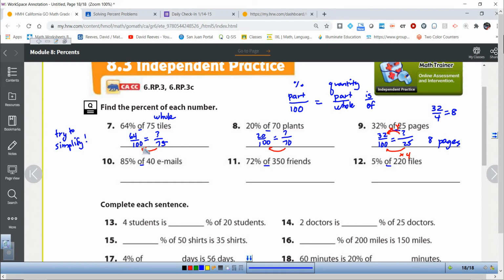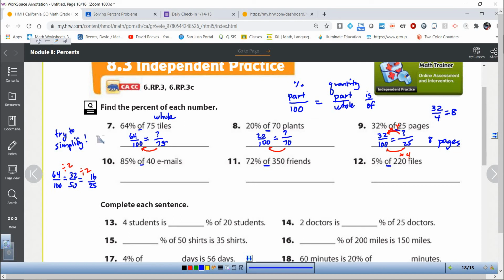75 will not go evenly into 100. But what if we simplify 64 over 100? What will it be? All right, so I'm going to look at 64 over 100 and say, what can I divide them by? Well, if I divided by 2, I would get 32 over 50. All right, but 50 doesn't go into 75, and 75 doesn't go into 50. If I divide by 2 again, what do I get? I get 16 over 25.